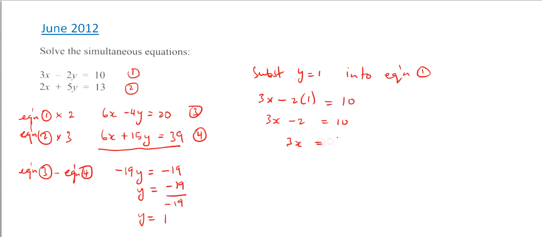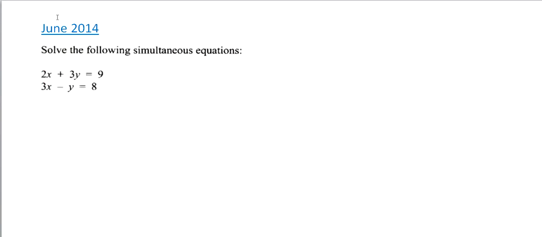3x is equal to 10 plus 2. So 3x is equal to 12. Therefore, x is equal to 12 over 3. Therefore, x is equal to 4. Right? And we can take our values of x and y and substitute it into both equations to see if they satisfy each other. Let's look at the June 2014 paper.